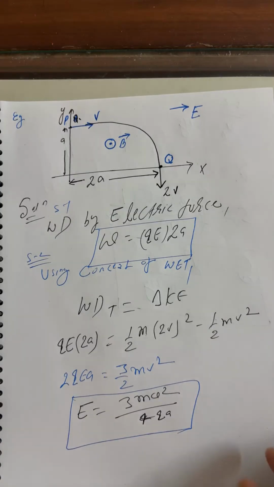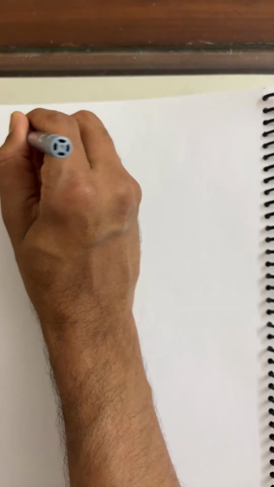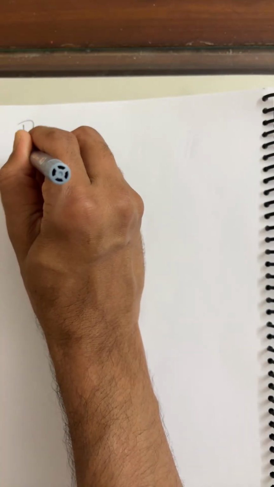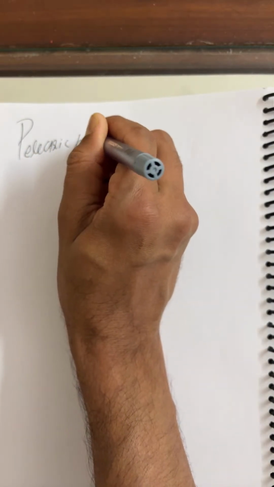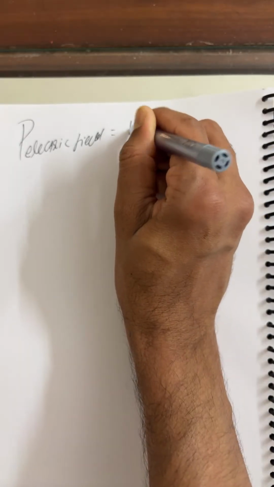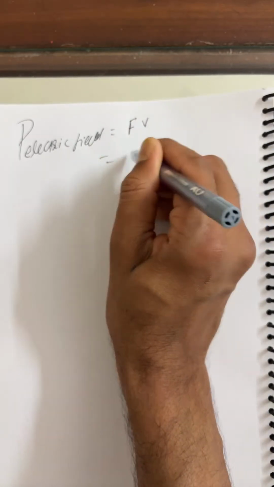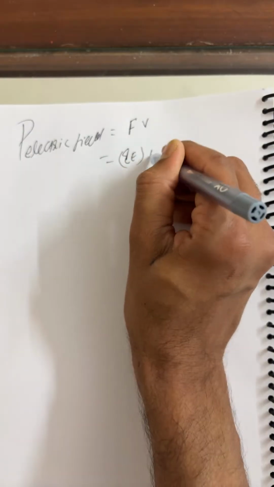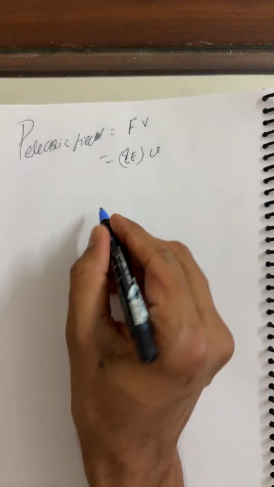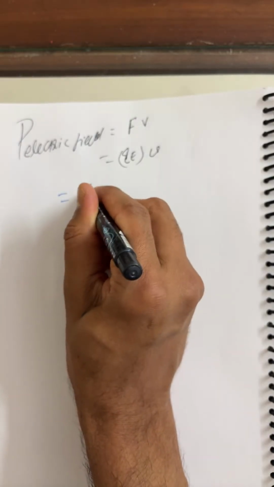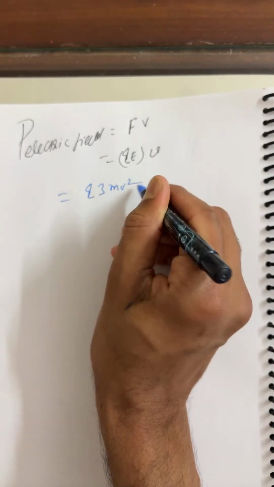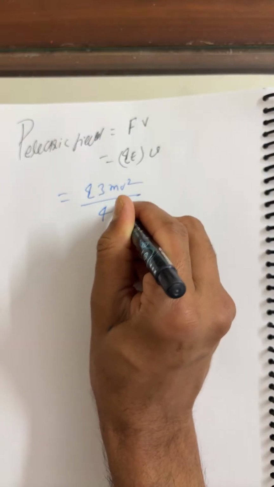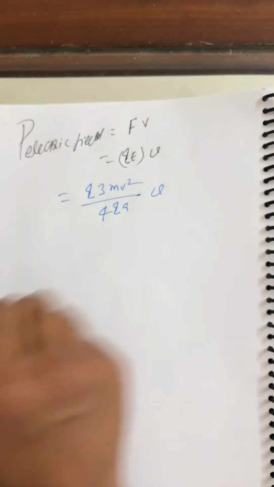I hope all of you remember, yesterday also I used this formula. Power due to the electric field is F into V, that is qE into V. E we already got, so this is q times 3mV squared over 4qA, into V.